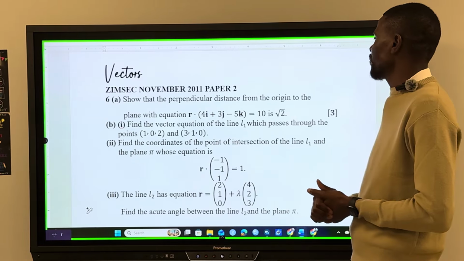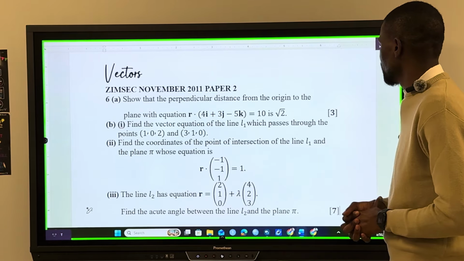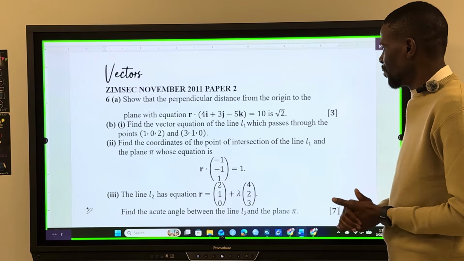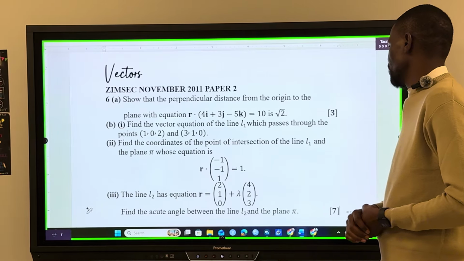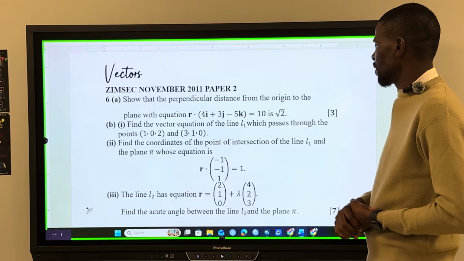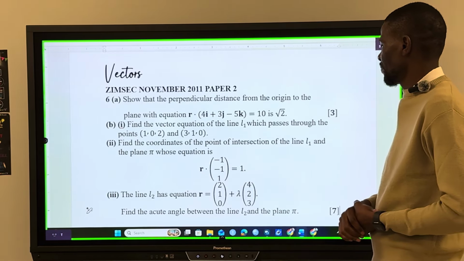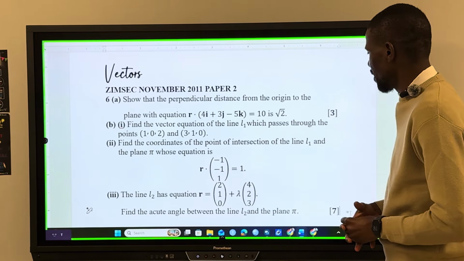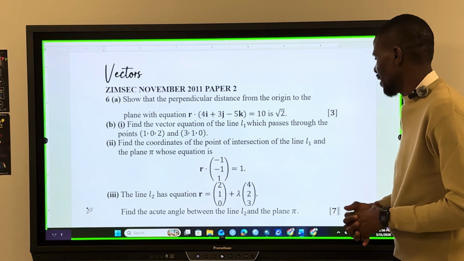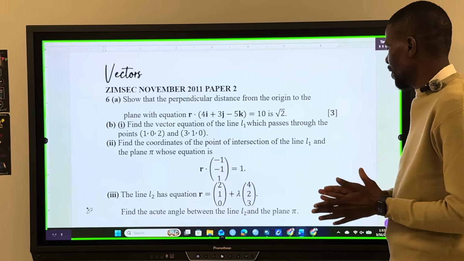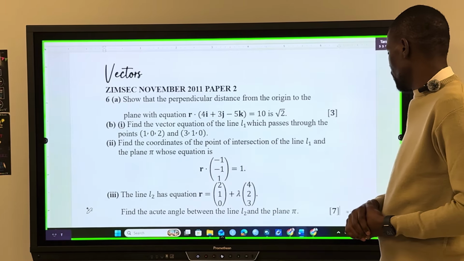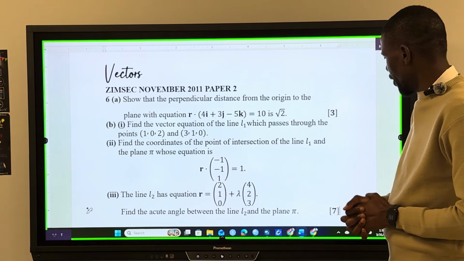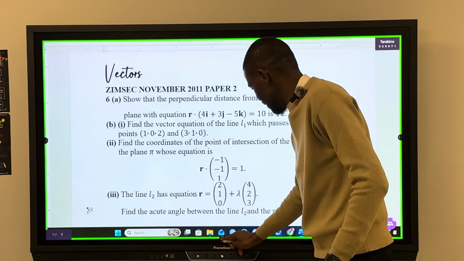B item 1, find the vector equation of the line L1 which passes through the points (1, 0, 2) and (3, 1, 0). Item 2, find the coordinates of the point of intersection of the line L1 and the plane whose equation is r dot (-1, -1, 1) equal to 1. Then item 3, the line L2 has an equation r equal to (2, 1, 0) plus lambda (4, 2, 3). Find the acute angle between the line L2 and the plane pi, 7 points. So in total, this was allocated 10 points. Okay, let's go ahead and get started.